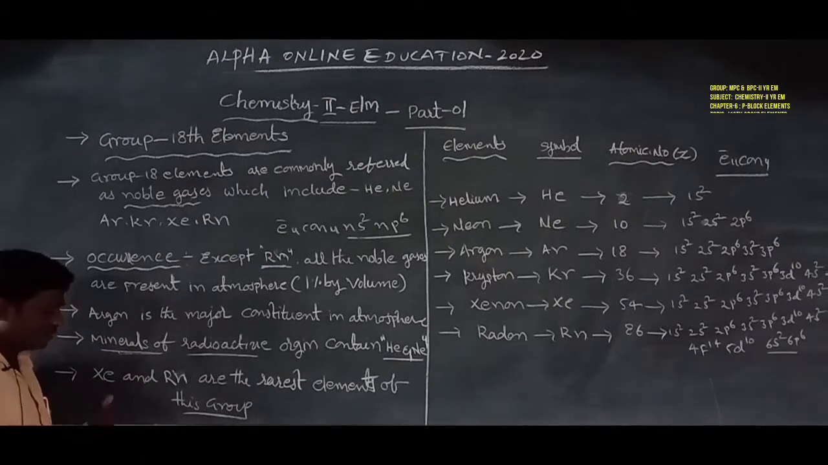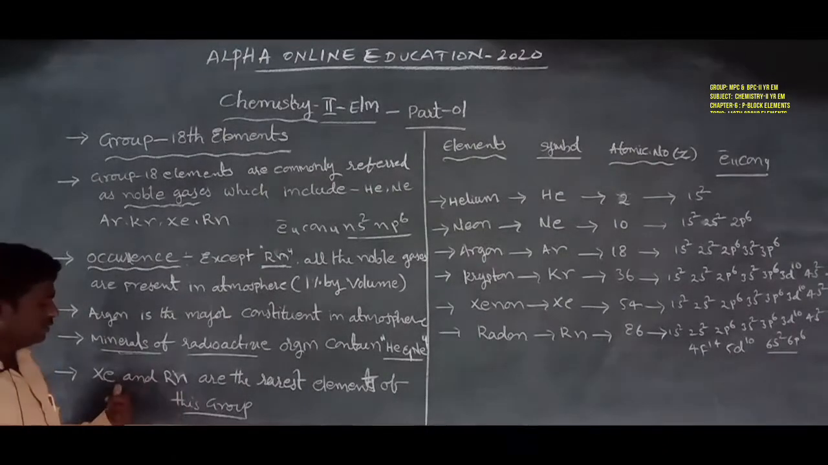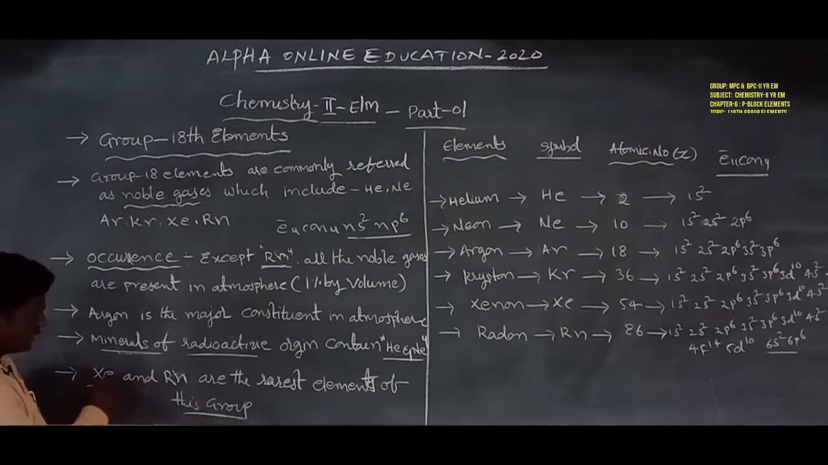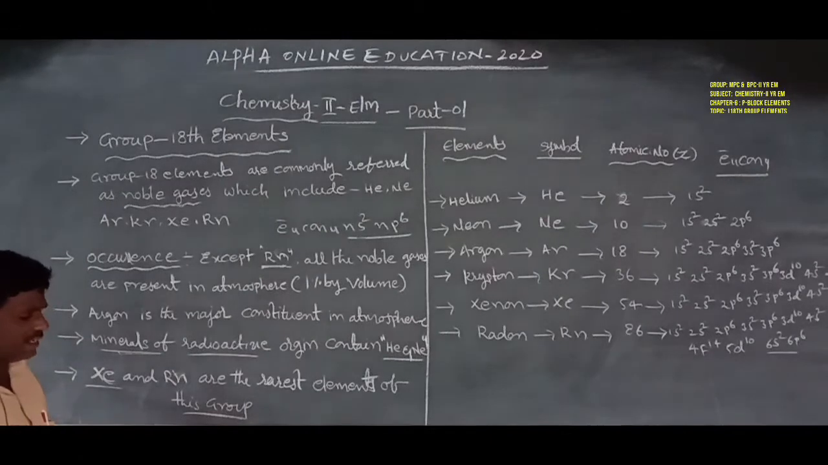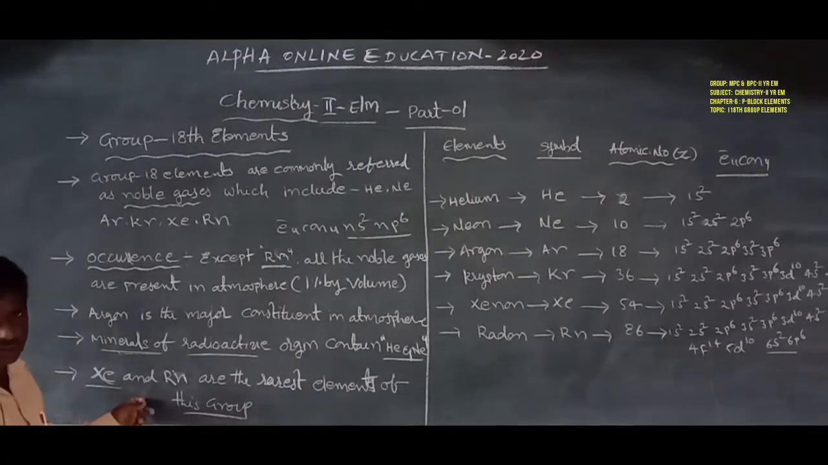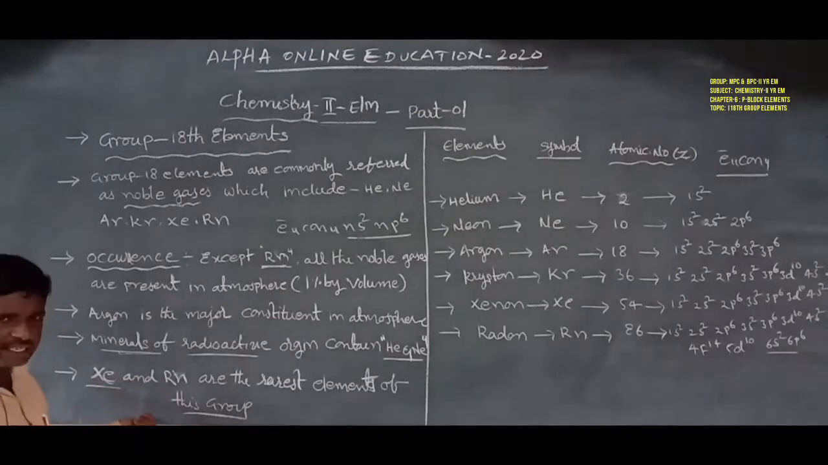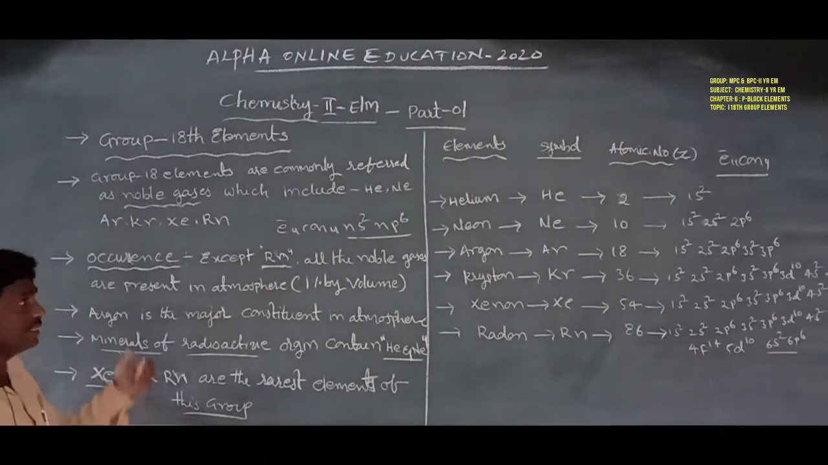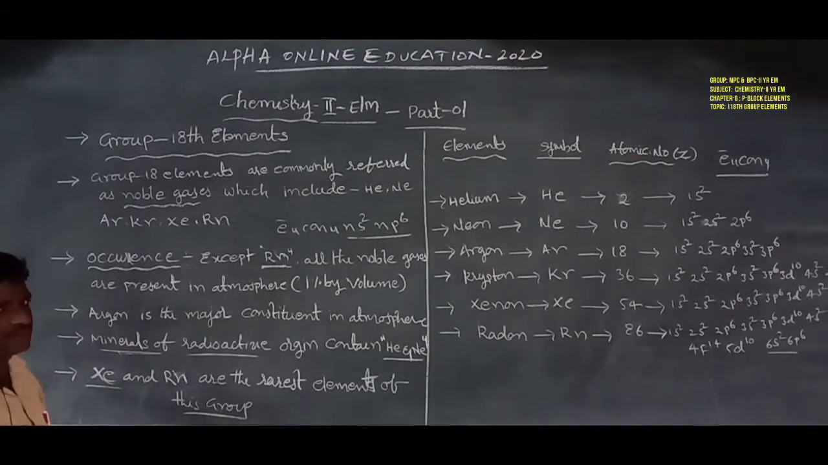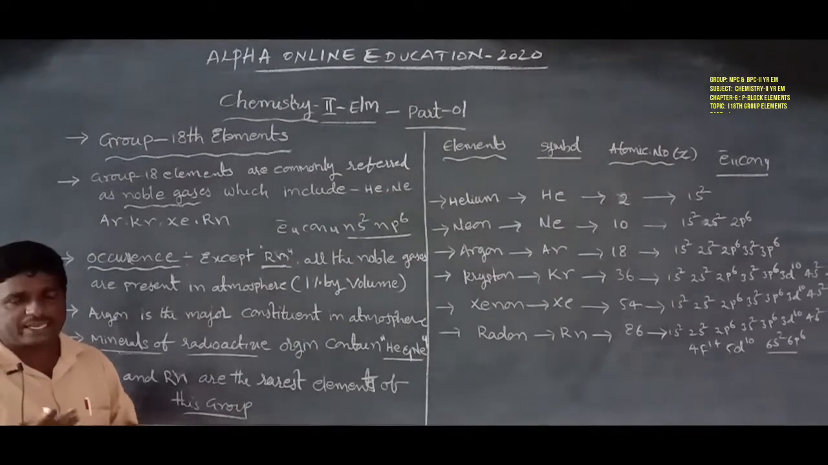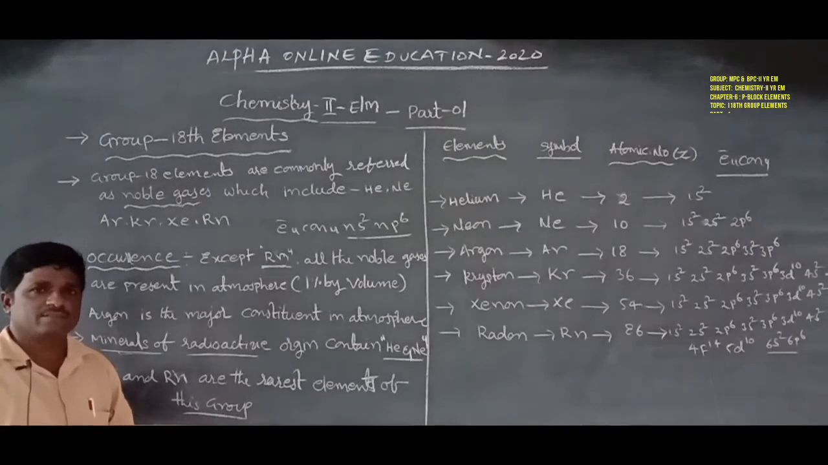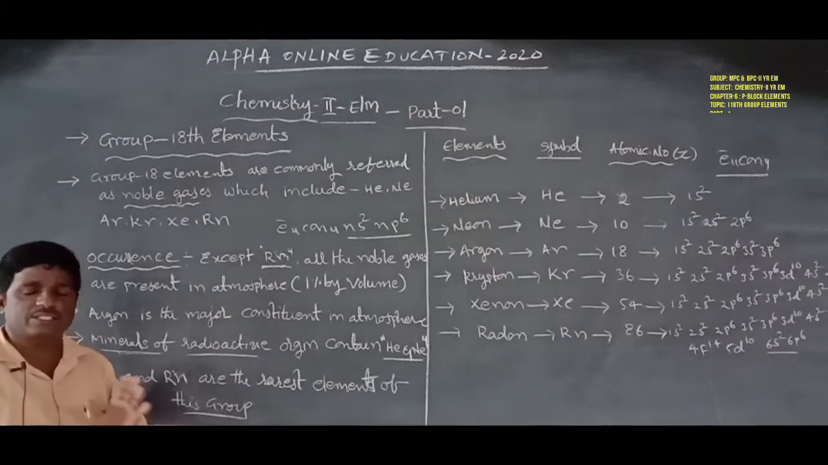And next, xenon, Xe, and radon are the rarest elements of this group. In noble gases or zero group elements, xenon and radon, these two elements, are the rarest elements in this group.